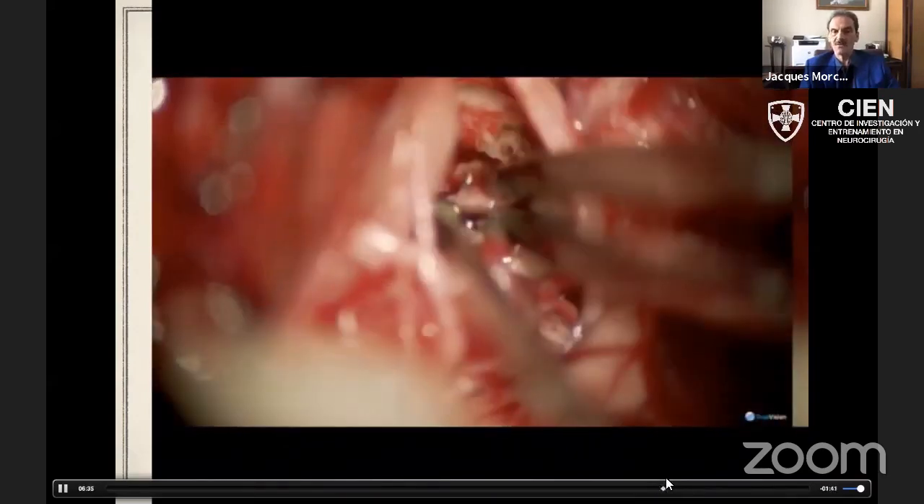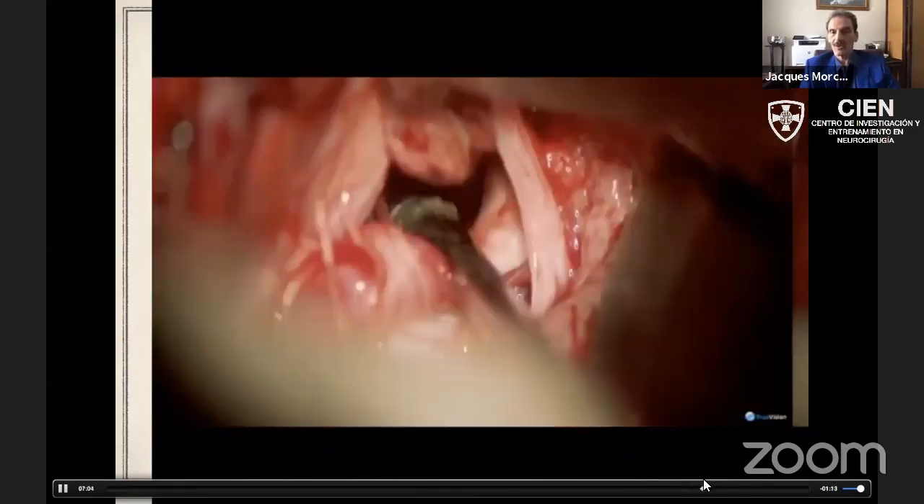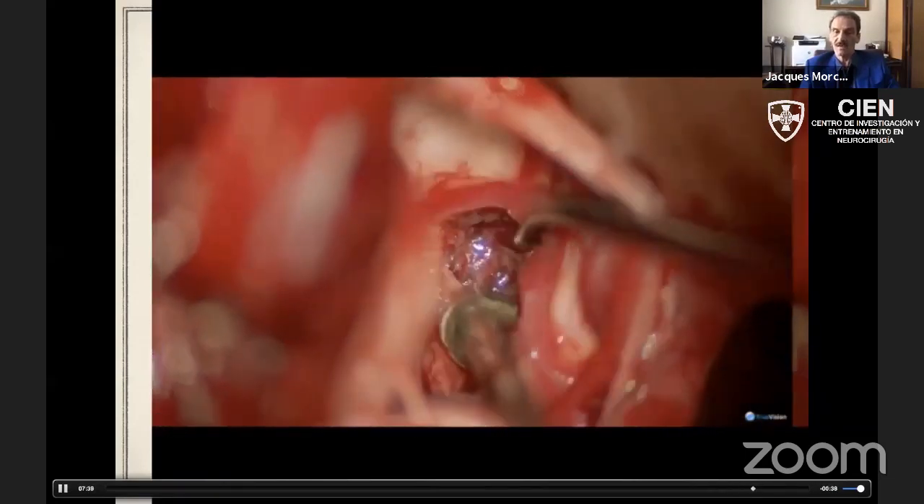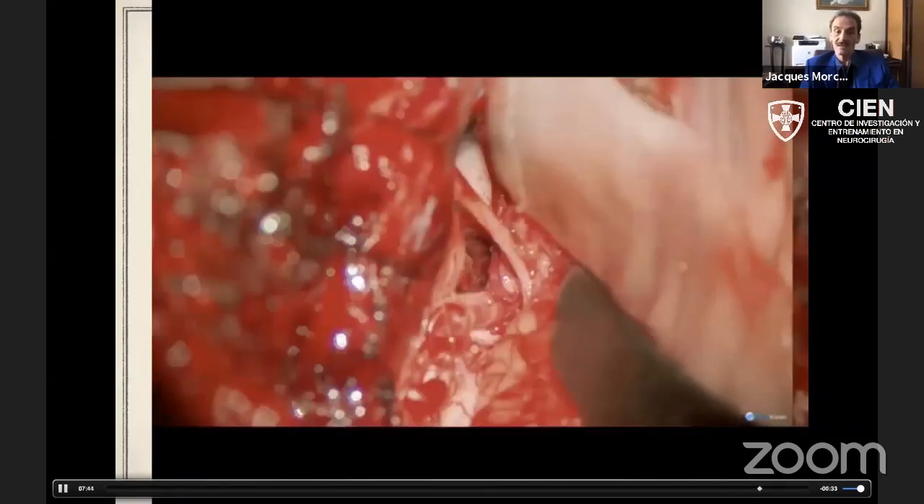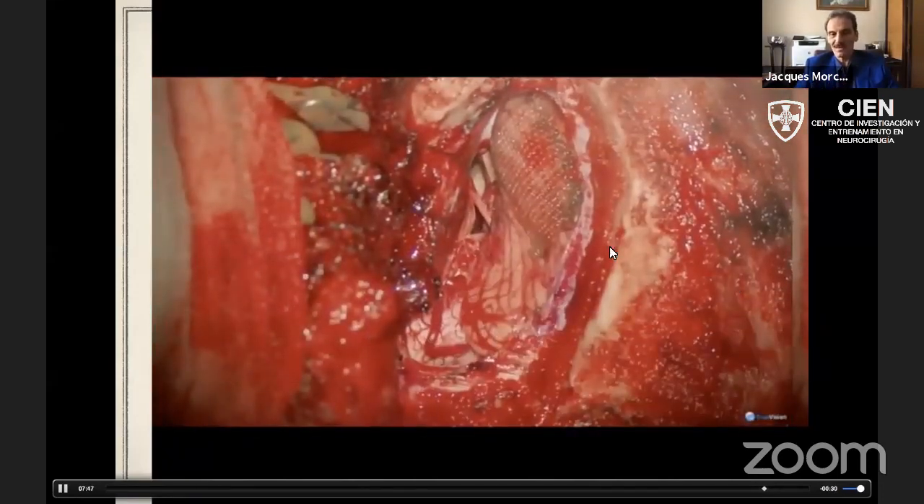Here is a cavernoma right there, and we will remove it. It's a fantastic approach, the far lateral, that gives you so much light in the field and so much maneuverability when you talk about ergonomics of removing a cavernoma. And at the end, I put the retractor to shoot the picture and show the video. You really don't need it for most of the case, as you can see.